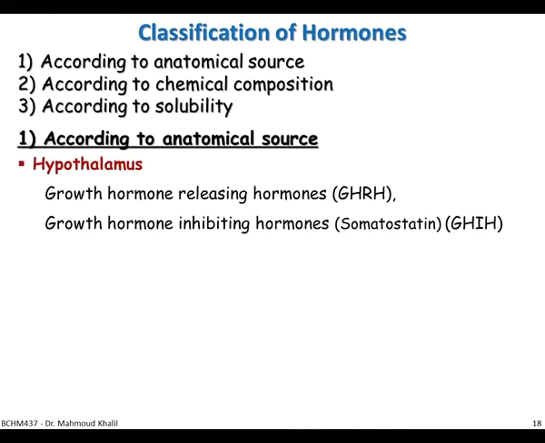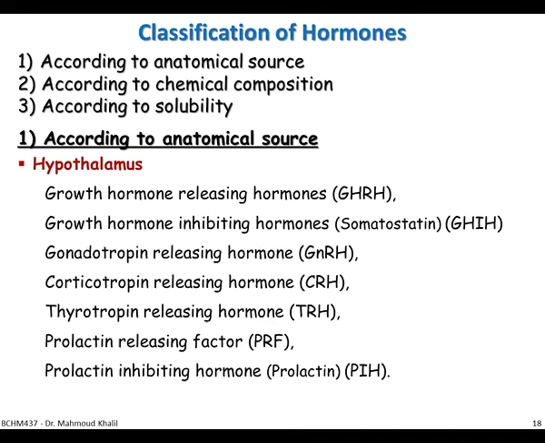According to anatomical source, you will see that these hormones are secreted from a major gland in our body, which is called the hypothalamus, like the growth hormone releasing hormone, the growth hormone inhibiting hormone or somatostatin, the gonadotropin releasing hormone, the corticotropin releasing hormone, the thyrotropin releasing hormone, prolactin releasing factor, and prolactin inhibiting hormone. And of course, we will deal in detail later on with these hormones.